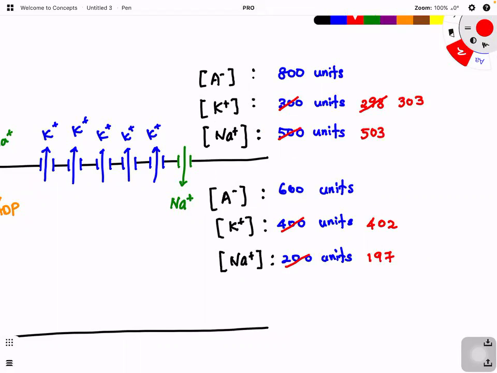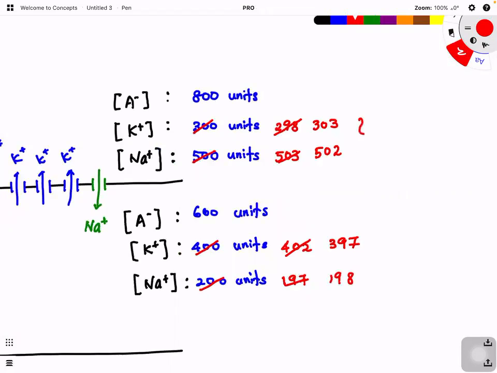So 397. Okay, 397, leak out 5. Sodium ion from 503 now becomes 502. Can you see that? And then sodium ion inside, we add another one. So 198. So if you calculate now, you can see that outside, positive ions become 805. So overall, positively charged 5. Can you see that? We have more positively charged ions outside.